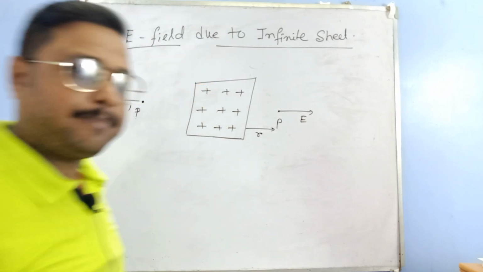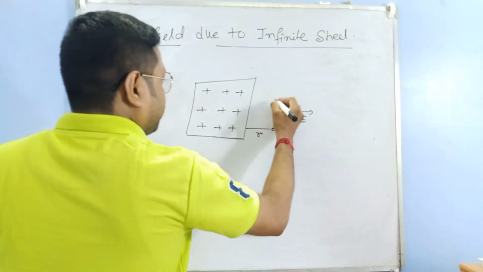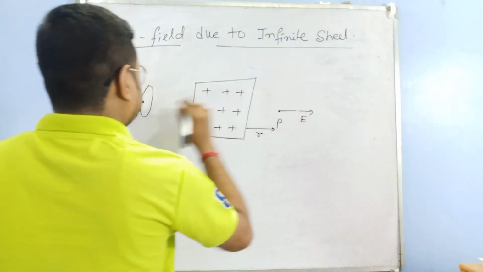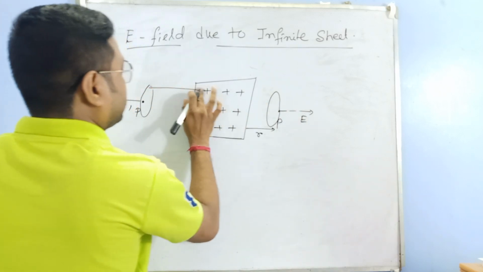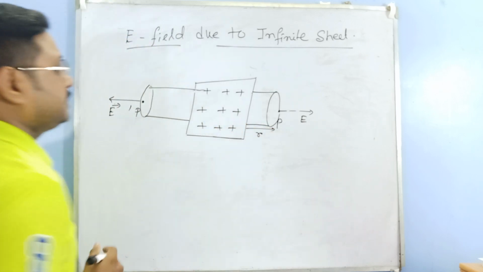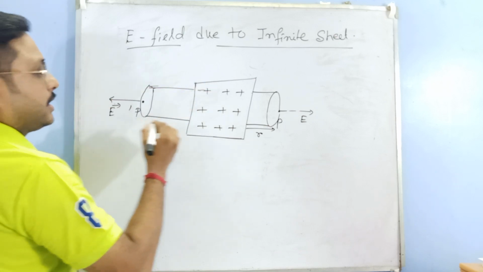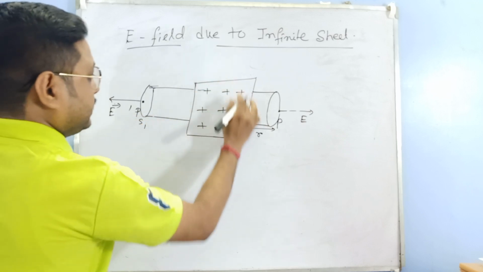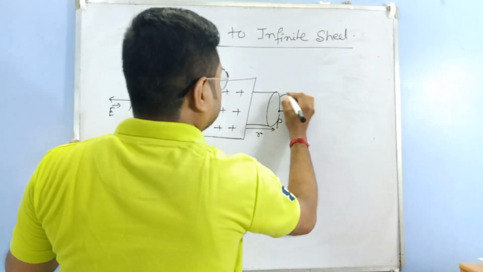So first we have to consider the Gaussian surface. Here we can draw the Gaussian surface like this, which passes through the point P, a Gaussian surface which is cylindrical in shape. Again here there are three faces. Face S1 is the curved face, this is S2, and this face is S3.